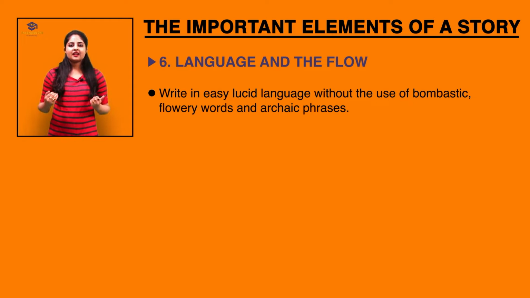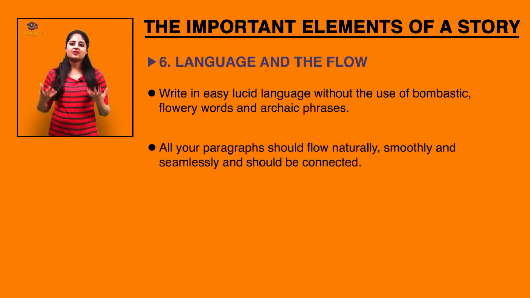And all your paragraphs, if your story has maybe 5 paragraphs and dialogues in the middle, they should all run effortlessly, they should all flow naturally, they should be connected. All the paragraphs should be connected to one another, and they should all flow naturally, smoothly and seamlessly. So write your stories in a very simple and lucid language so that everyone can read it and understand it. So these were the top 6 elements of a story which are absolutely quintessential if you want to write a good story.